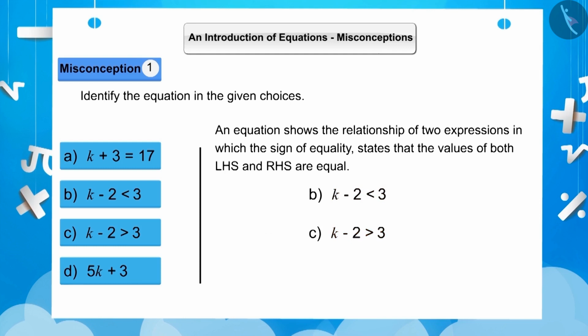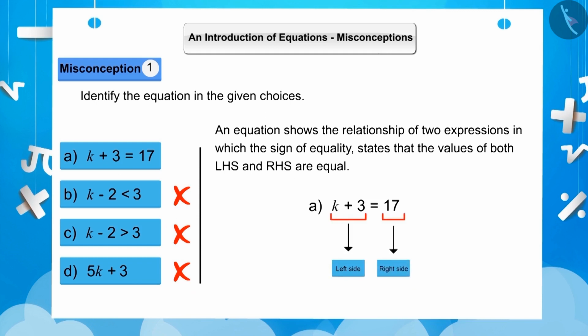Similarly, many times, children do not pay attention to the absence of the equal to sign and consider the expression as an equation, because of which they answer option D. Whereas option A should be given as the correct answer because it has an equal to sign between the two sides, which is necessary to form an equation.